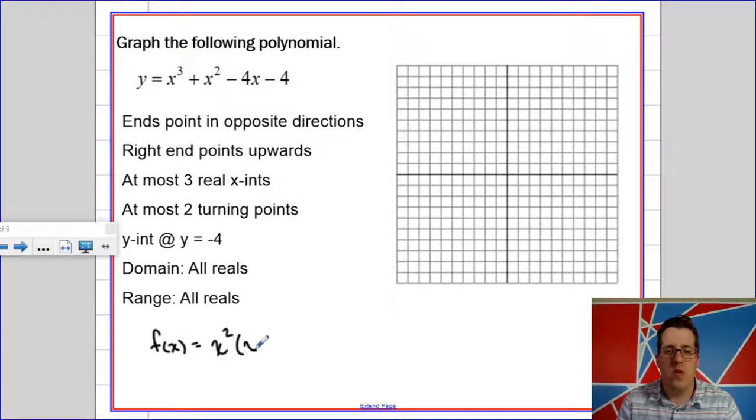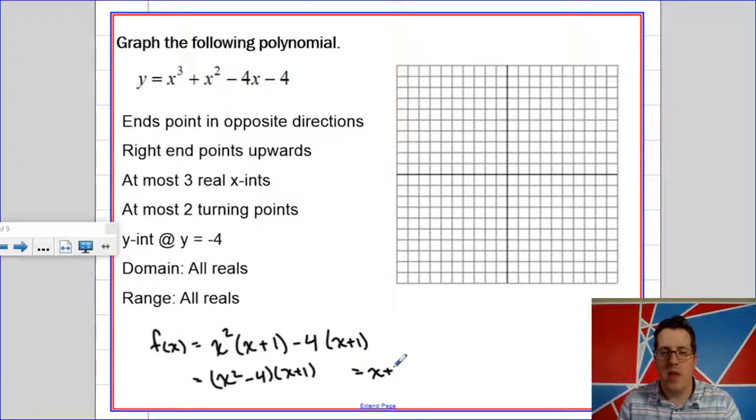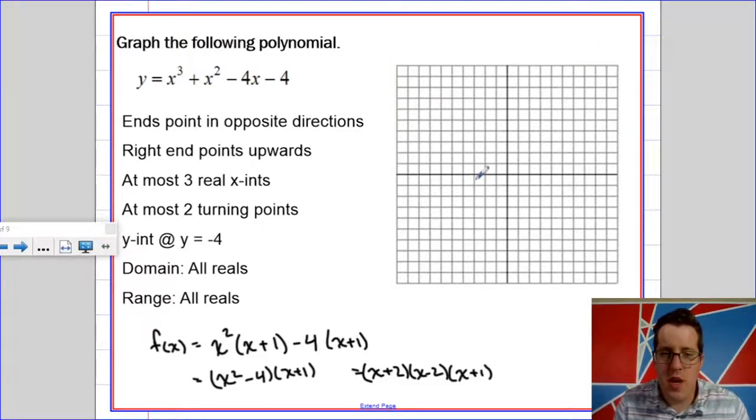That this factors to x squared times x plus 1 minus 4 times x plus 1. So this factors by grouping, and then I can say, okay, so x squared minus 4 times x plus 1, or finally, x plus 2 times x minus 2 times x plus 1. So let's put that information on there. We've got an x-intercept of -2, an x-intercept of -1, and an x-intercept of +2. We have a y-intercept of -4.